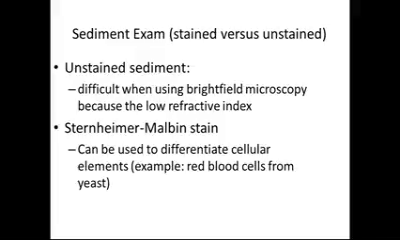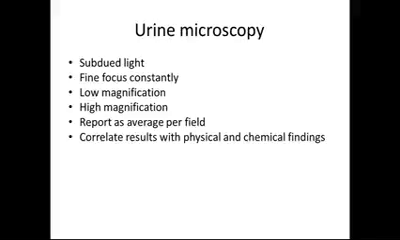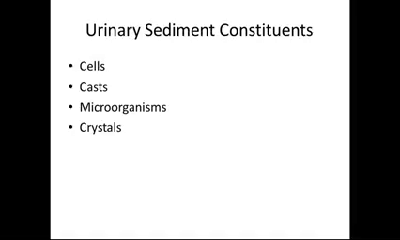Since urine has a low refractive index or is light in color, an unstained sediment might be difficult to examine. So we use the Sternheimer-Malbin stain, which differentiates cellular elements, such as red blood cells from yeast. In urine microscopy, we use subdued light, fine focus, low magnification, meaning 10x, and then we go to high magnification, meaning 40x. We report as an average per field, and we correlate the results with physical and chemical findings.